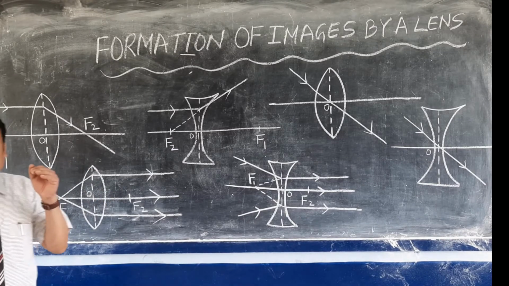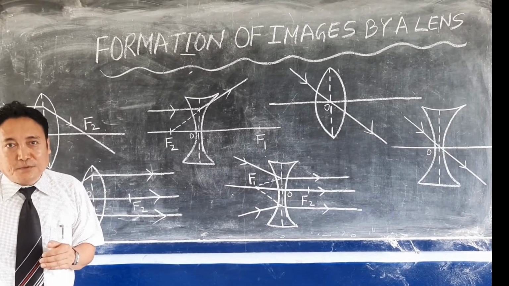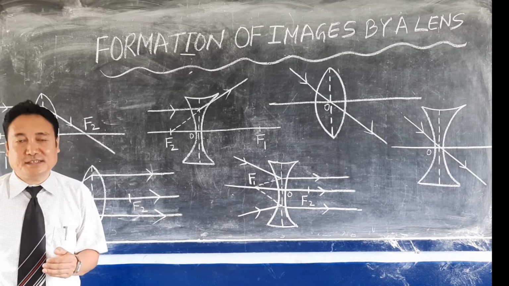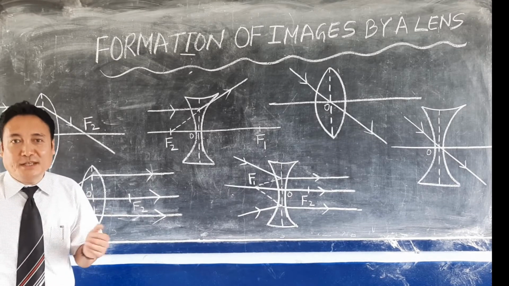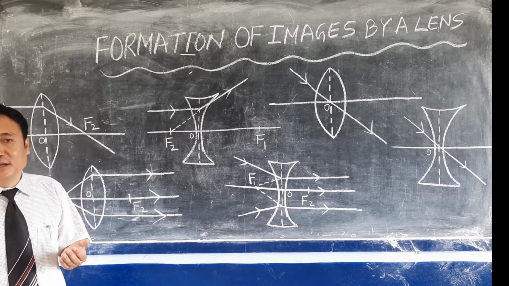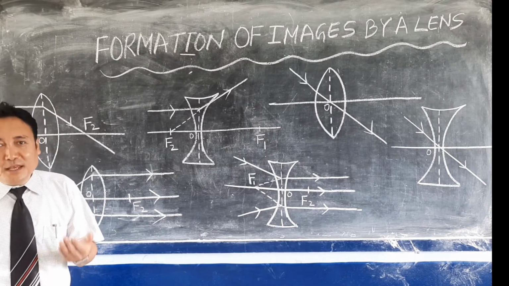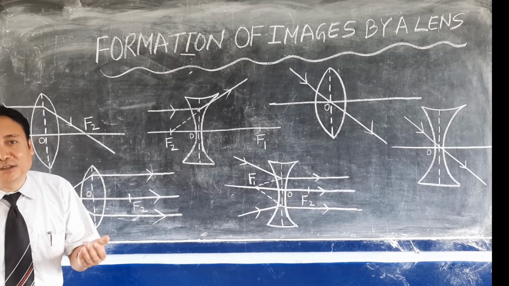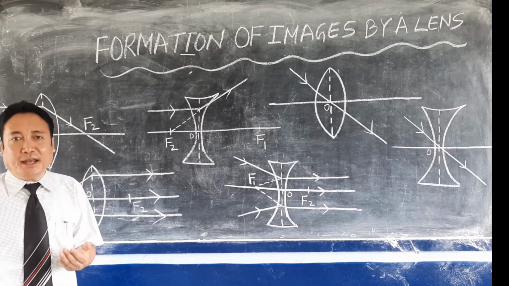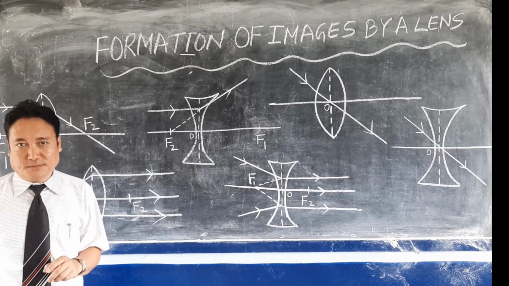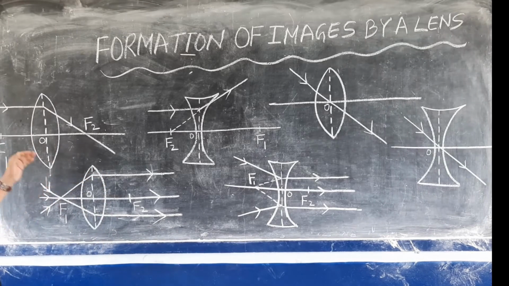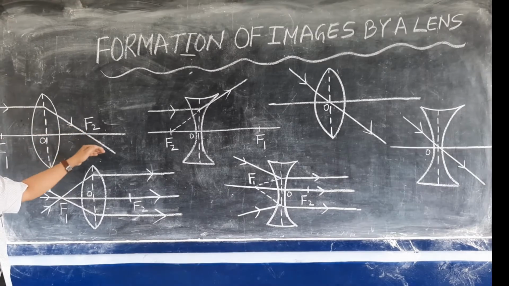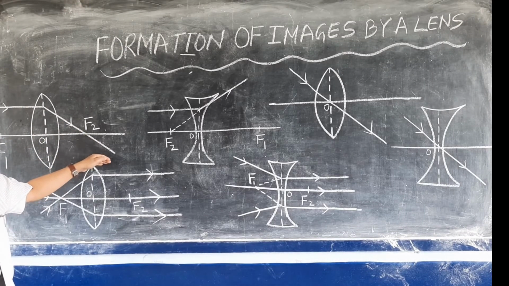In order to produce the image, we have to draw a ray diagram. A ray diagram is very necessary to know where the images are formed and the characteristics of the image, such as the size of the image. To know all these characteristics, you have to draw the ray diagram. To draw the ray diagram, you will draw only two rays: one ray coming from the object and another ray which gets refracted. That means two rays are necessary.